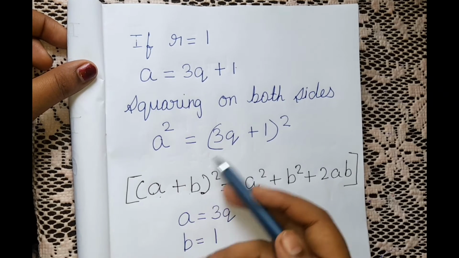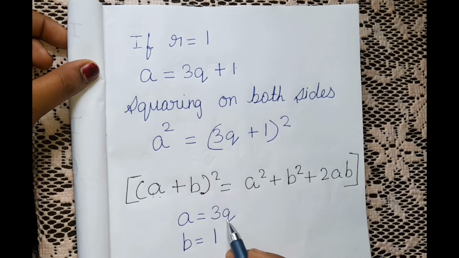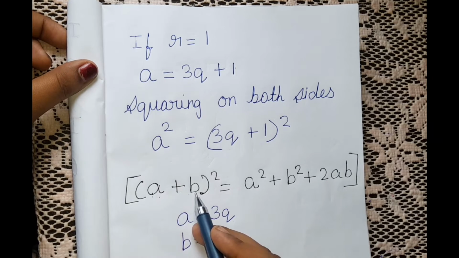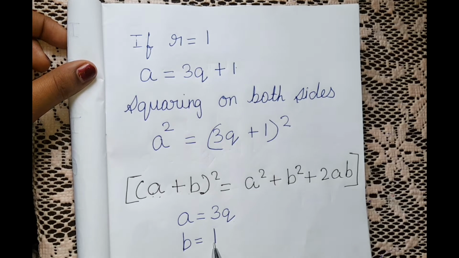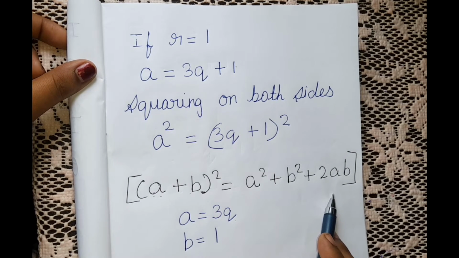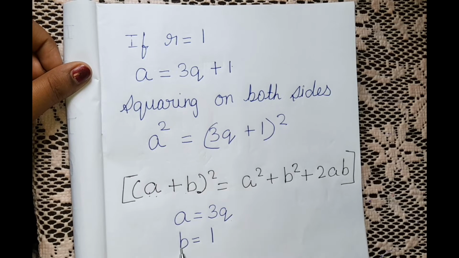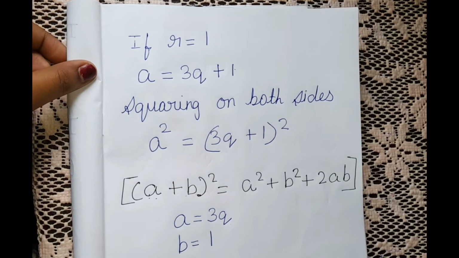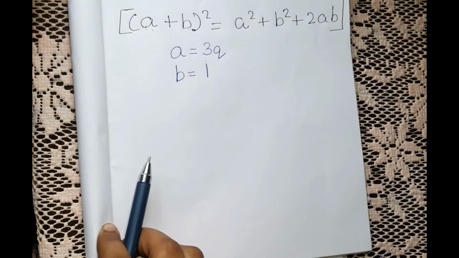We should compare both. In a place it is 3q, so I am going to be taking 3q in a place, and in b place I am going to be taking 1. In this whole formula, wherever you get a, you are supposed to write 3q. Wherever you get b, you have to write 1. By using this formula, we are going to be solving it. Okay.